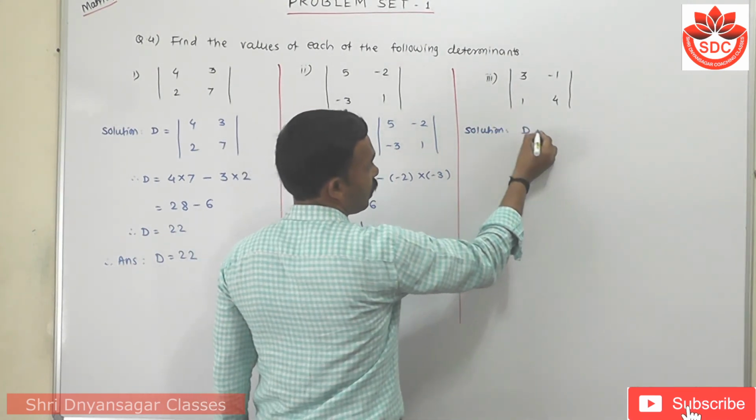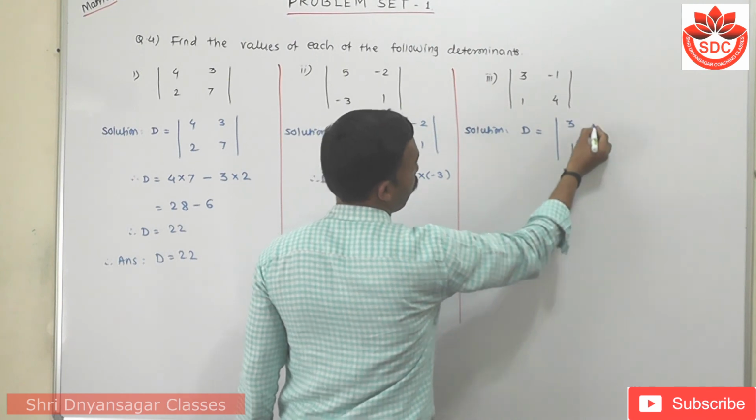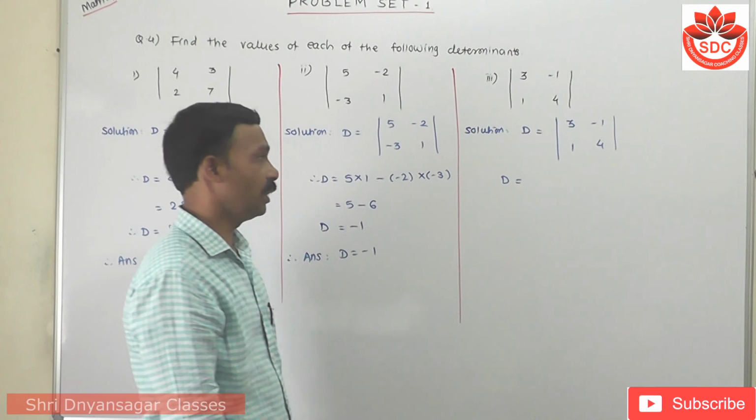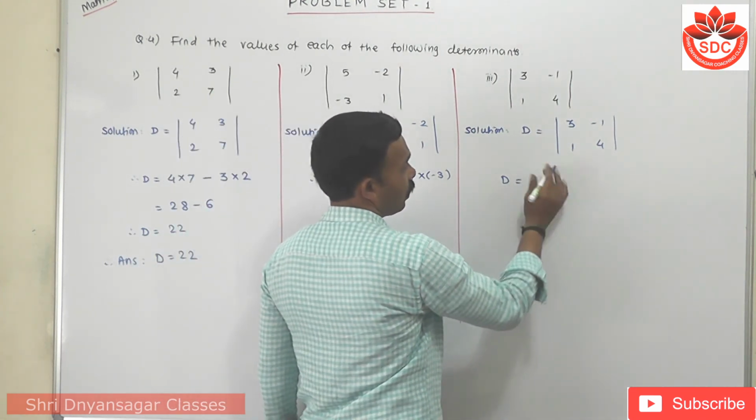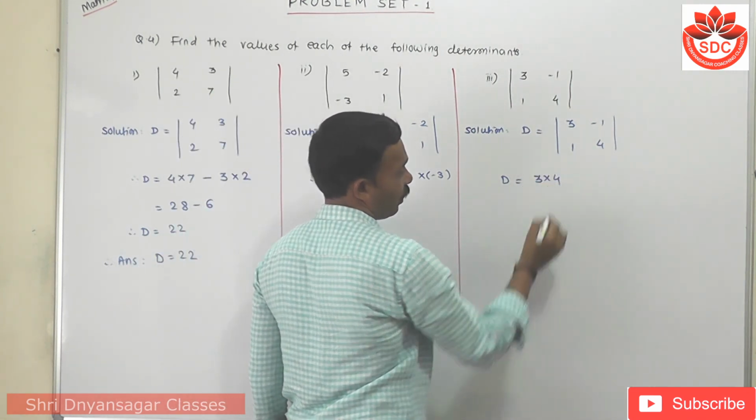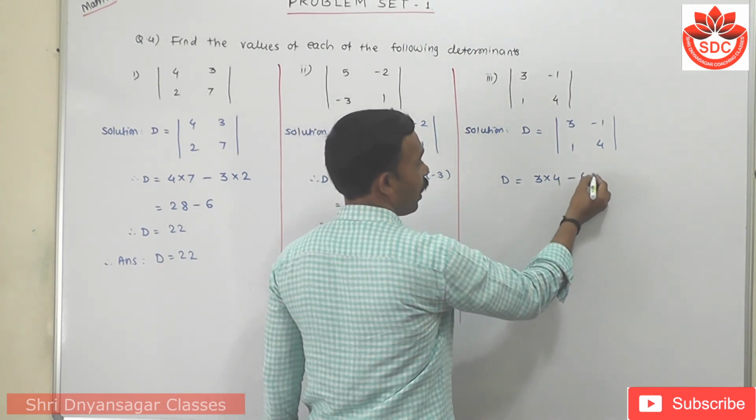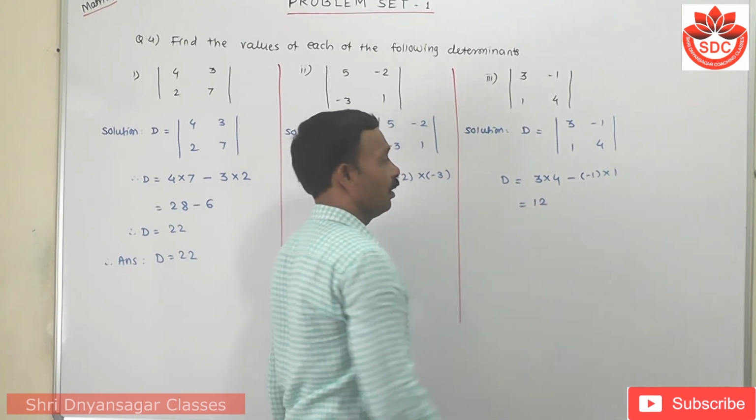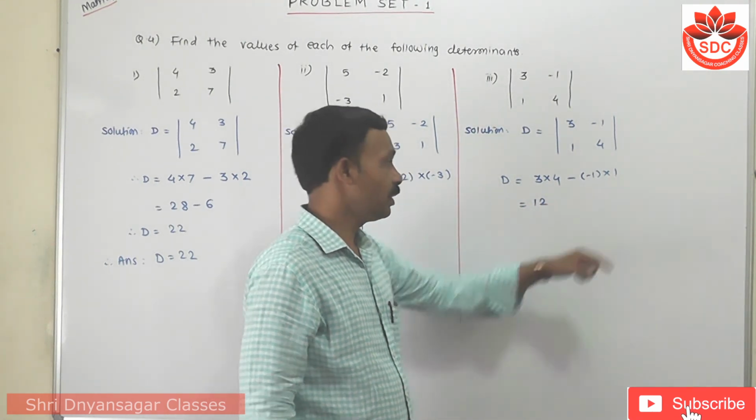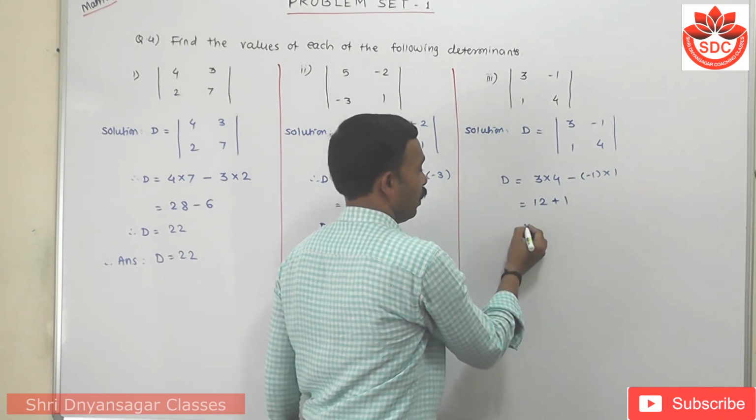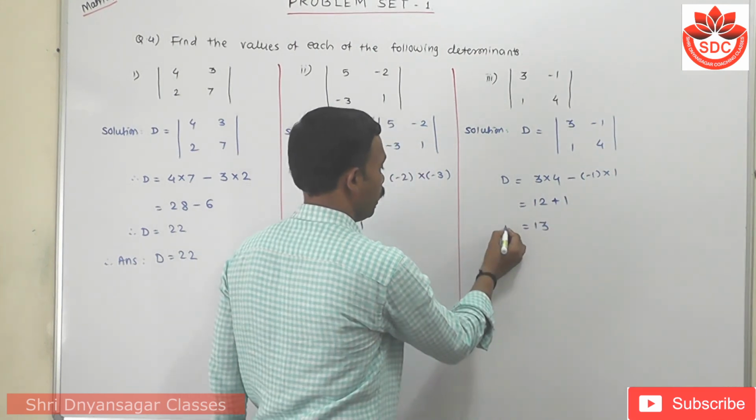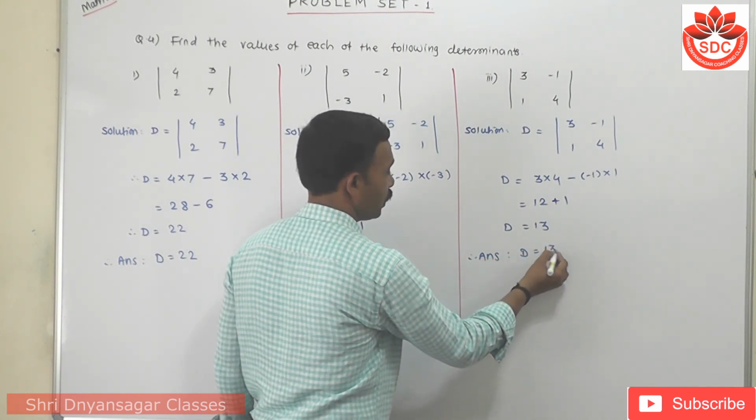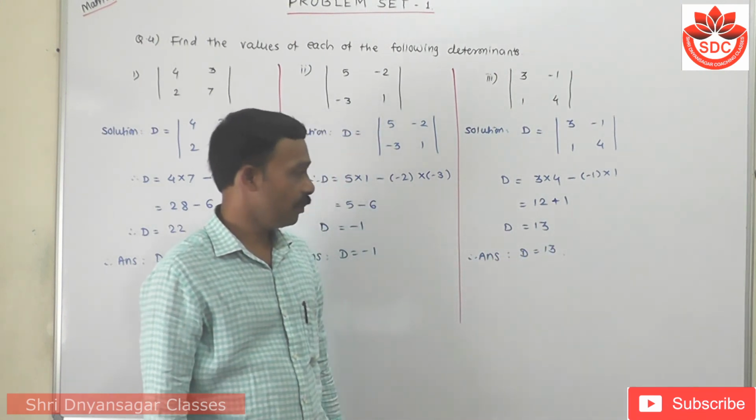Then the third sub question, also its solution. The determinant is 3, 1, minus 1 and 4. We have to find its value by using the rule of determinants. Now first we find the product of 3 and 4, then minus of minus 1 into 1. 3 fours are how much? 12. Minus into minus, 1 one is 1, meaning plus 1. Addition becomes 13. Therefore the answer in a full sentence: the value of the determinant is equal to 13. This is a so simple example.